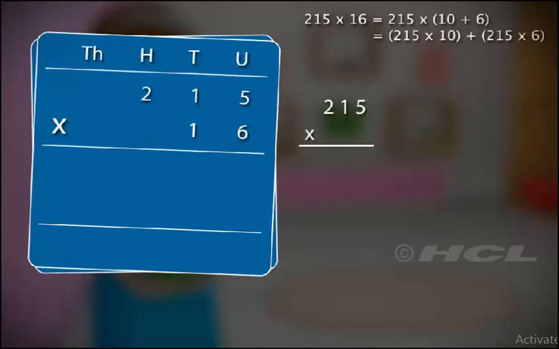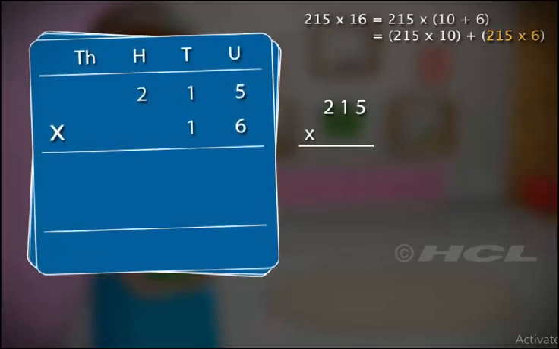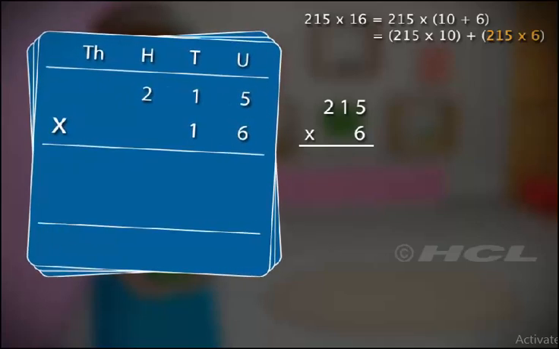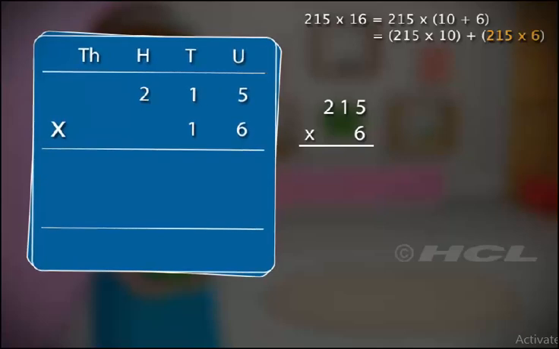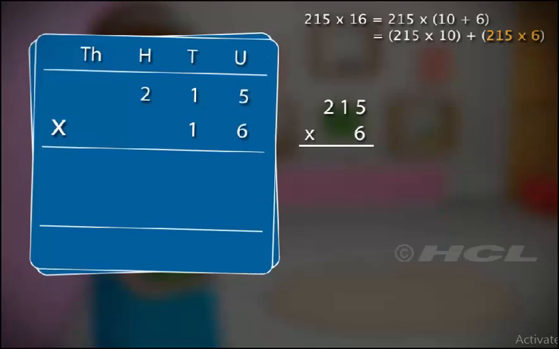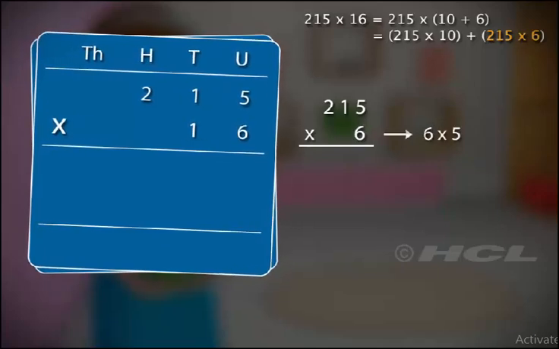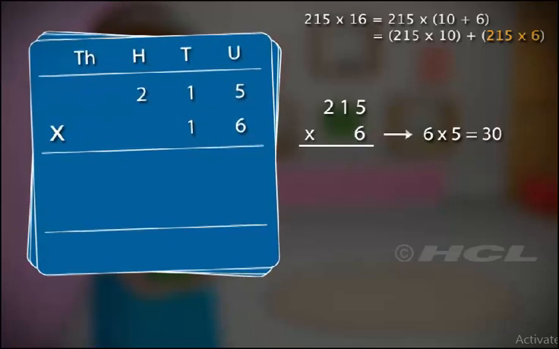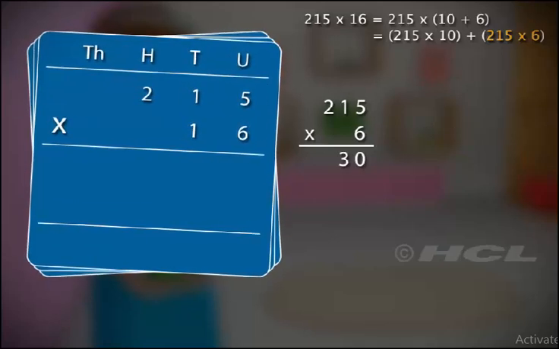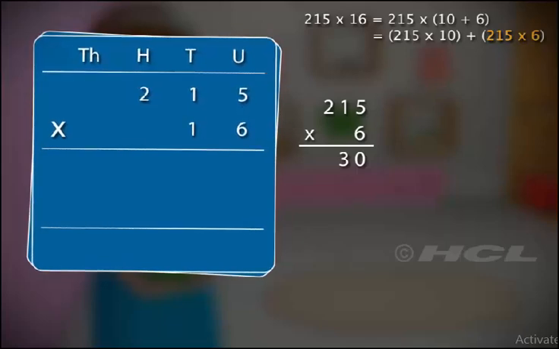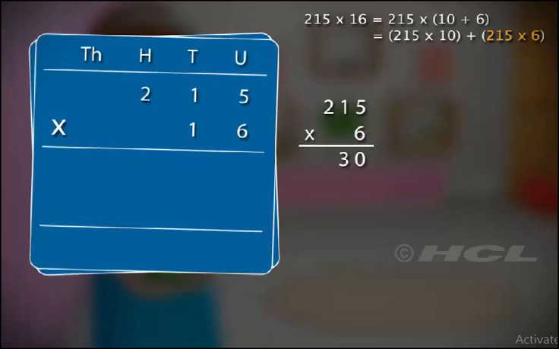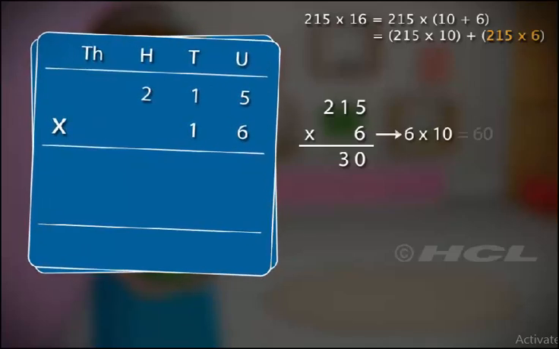Step 1 is multiplying each digit of 215 by the units digit 6 of 16. Start by multiplying 5, the units digit of 215 by 6. 6 times 5 is 30. Next, multiply 1, the tens digit, by 6. The value of 1 is 10. So, we multiply 10 by 6. 6 times 10 is 60.